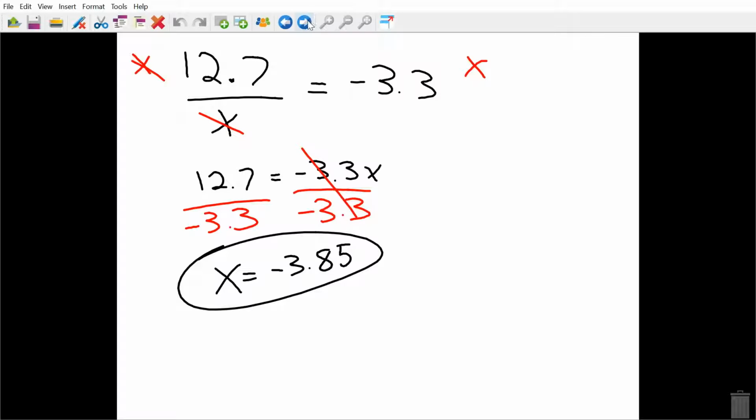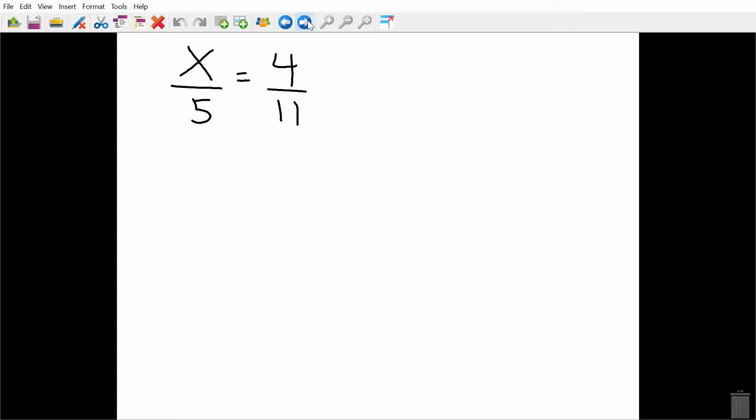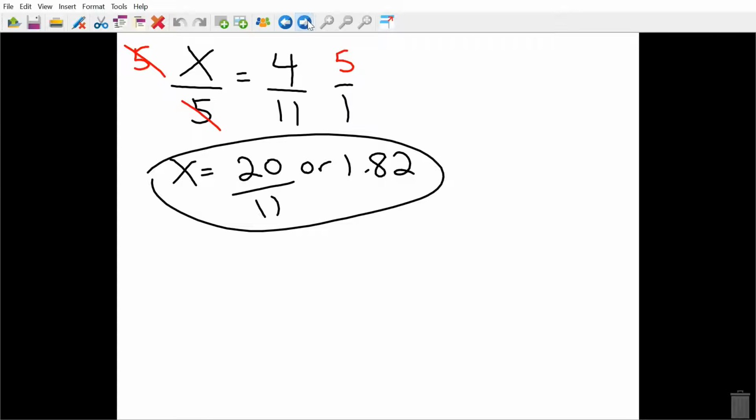Next question. x over 5 equals 4 over 11. Please pause and try now. The answer is, you can have 20 over 11 or 1.82. I'll accept either one. This is x divided by 5. The opposite is to multiply. Do that to both sides, and you're done.